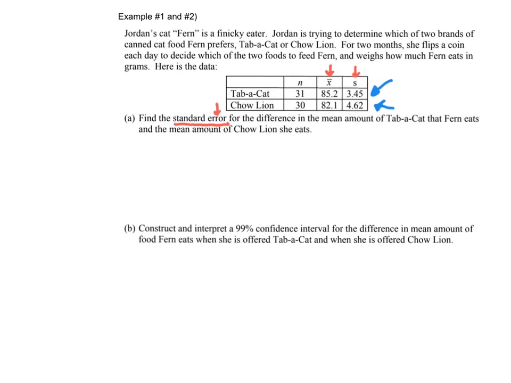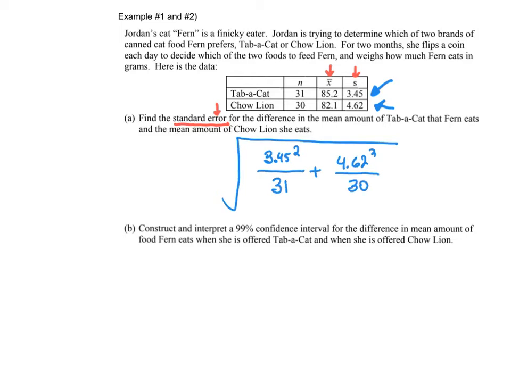Okay, so you ready? Here's what it looks like. The giant square root of Tabcat and the mean amount of Chow Lion. So I'm going to do Tabcat first. 3.45, that's the standard deviation squared to make it a variance, divided by its sample size, 31, plus 4.62 squared to make it a variance, divided by 30, its sample size. And then square root it, and you get back down to the standard deviation, or in this case, standard error, because we used the sample piece on it. So let's make sure that we have that all dialed in.